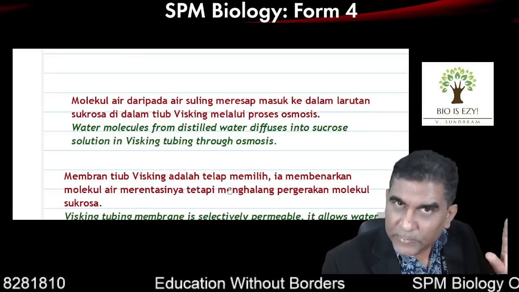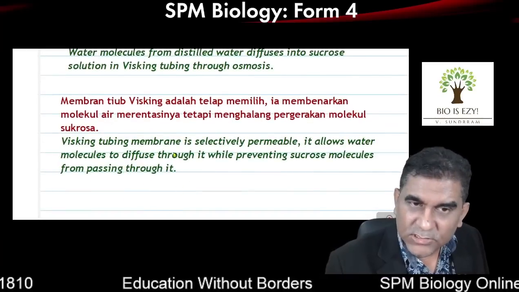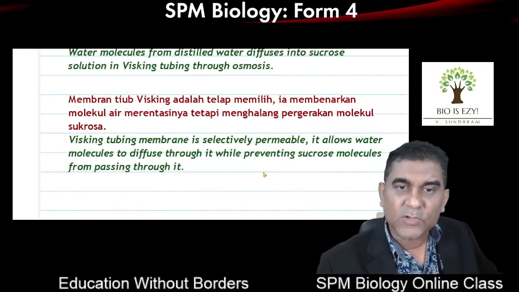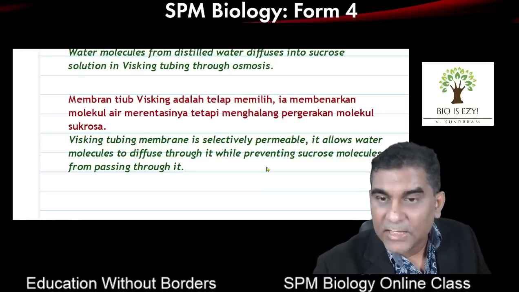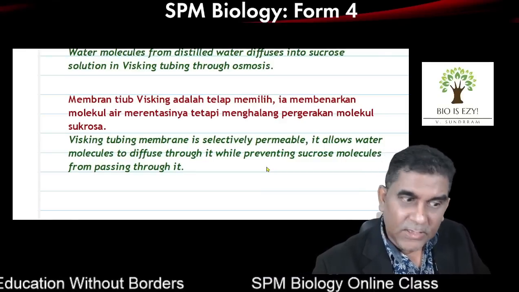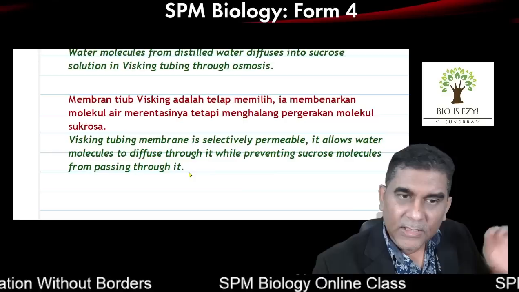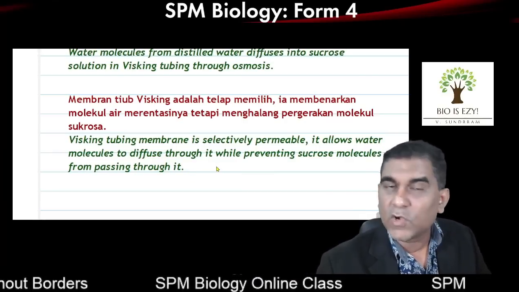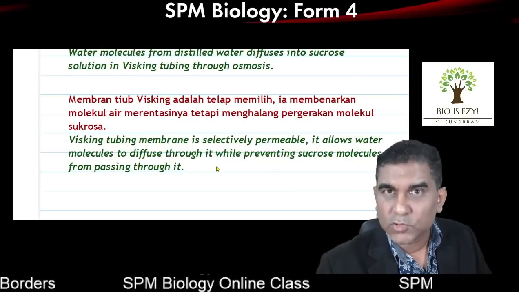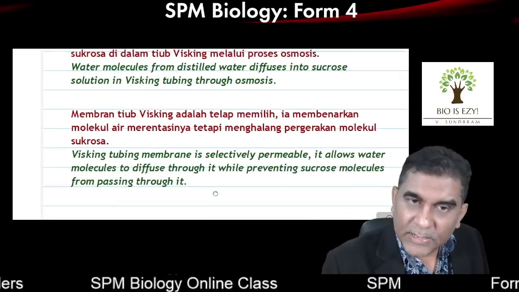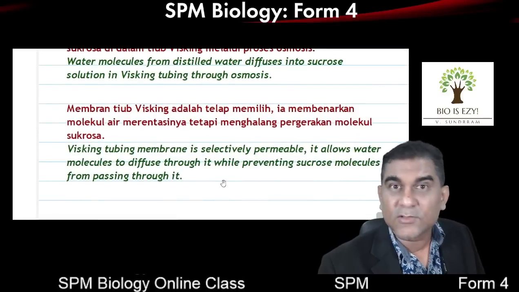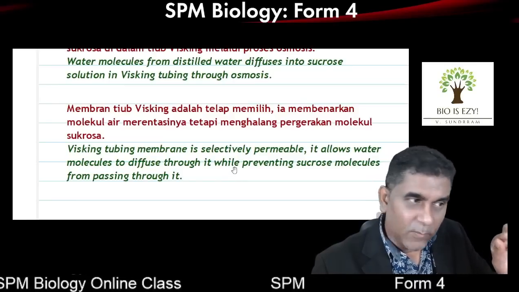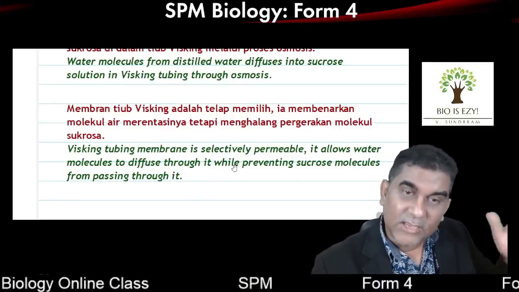Kalau kamu rasa perlu, kamu boleh tambah ayat seterusnya. Membran tiub whisking adalah telap memilih. Ia membenarkan molekul air merentasinya tetapi menghalang pergerakan molekul sukrosa. If you feel necessary, add it in. Whisking tubing membrane is selectively permeable to water, not permeable to sucrose solution. So ini adalah penerangan. Actually kalau nak boleh tambah lagi satu. Saiz molekul. Molekul air, saiz kecil. Molekul sukrosa, saiz besar. Kalau nak itu pun boleh tambah.